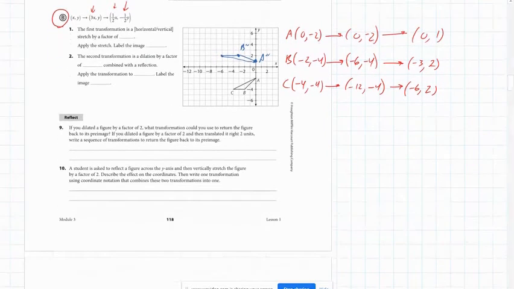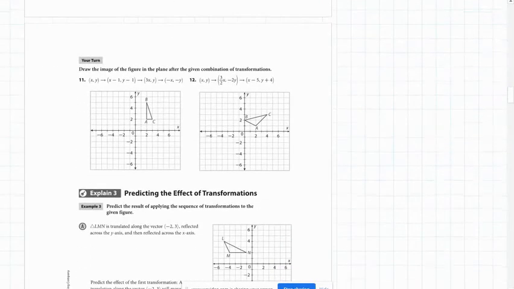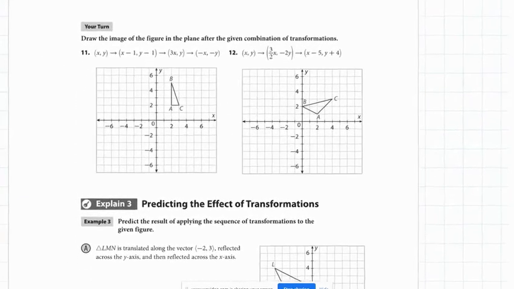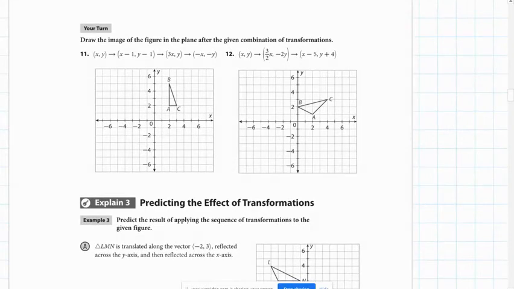And then moving on to page 119. This time we have 3 transformations for problem 11. We have 3 transformations in a row. So go ahead and pause your video, write down the coordinates for A, B, and C, and then apply the 3 transformations and see where your image ends up.